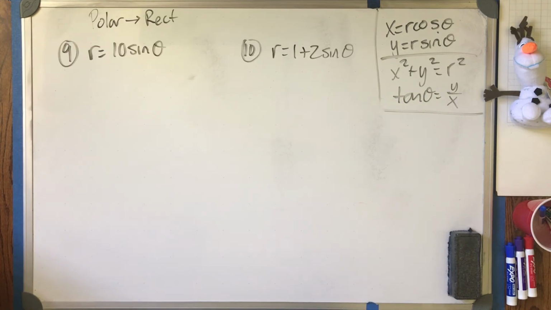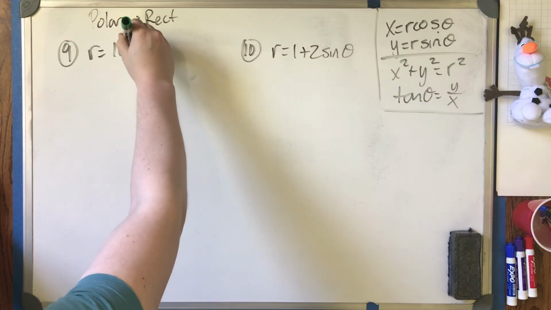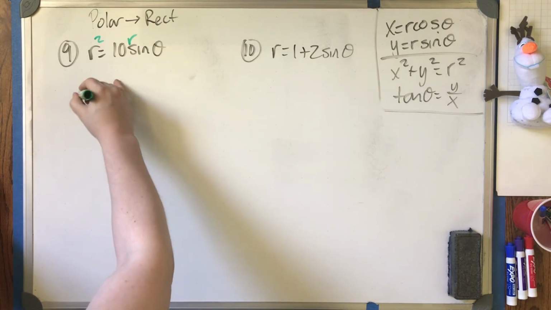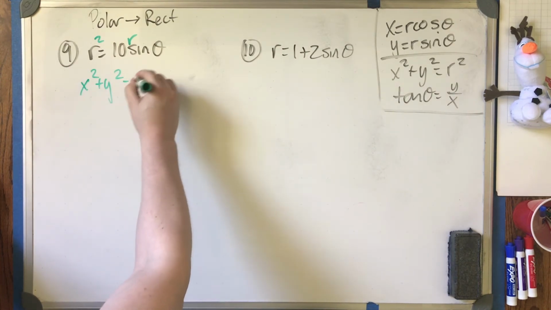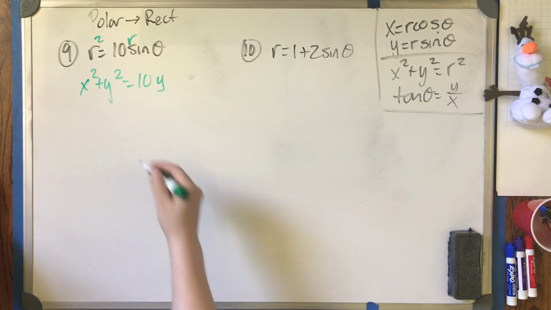For 9, 10, 11, 12, 13, and 14, we're given polar equations. We need to convert them to rectangular equations, so we'll just be using our formulas up there. So here I really need this to be r sine, so I'm just going to multiply both sides by r. I'll replace the r squared with an x squared plus y squared. Replace the r sine with a y, and now I just need to keep going with it.